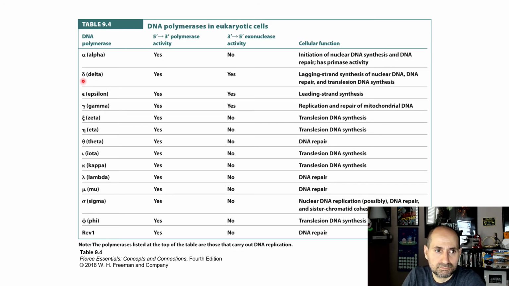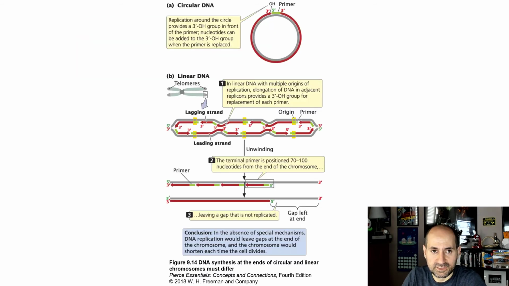You have polymerase delta. This one is involved in lagging strand synthesis, whereas epsilon is on the leading strand. Epsilon's on the leading strand, delta's on the lagging strand. You have gamma, which is involved in the mitochondrial DNA. So you have all these specialized polymerases that you don't really see in prokaryotes like E. coli, but otherwise the mechanism is still very similar. You just have way more members, way more components to deal with here.